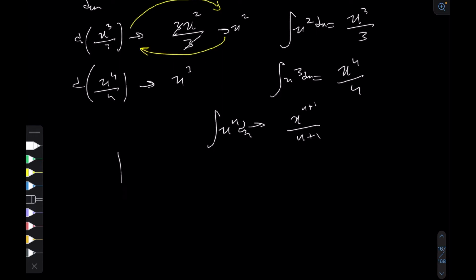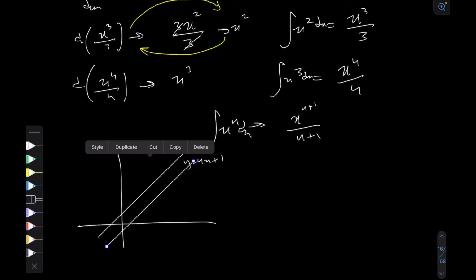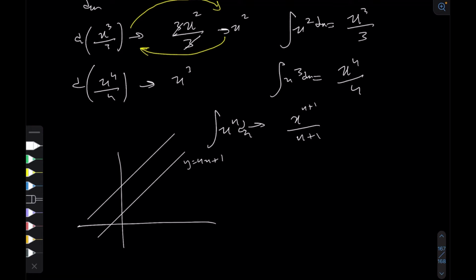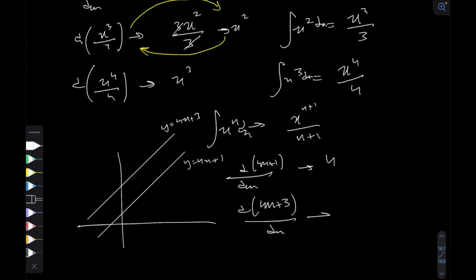Right, so let's take a graph and let's say we take something like y equals 4x plus 1, and then I take another graph which is the same thing but shifted up. So it is y equals 4x plus, let's say, 3. Right, so let's differentiate both of these, 4x plus 1, and let's also differentiate 4x plus 3. This will give you 4 and this will also give you 4. Notice how these two derivatives are the exact same.